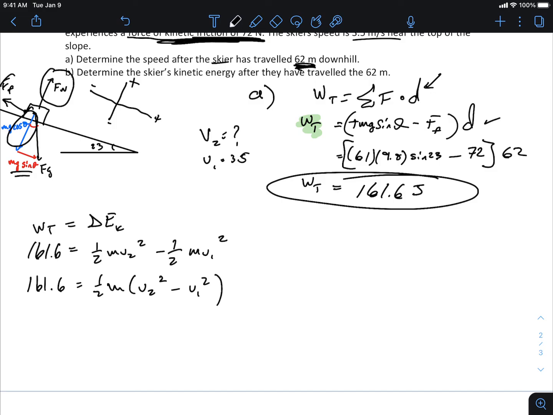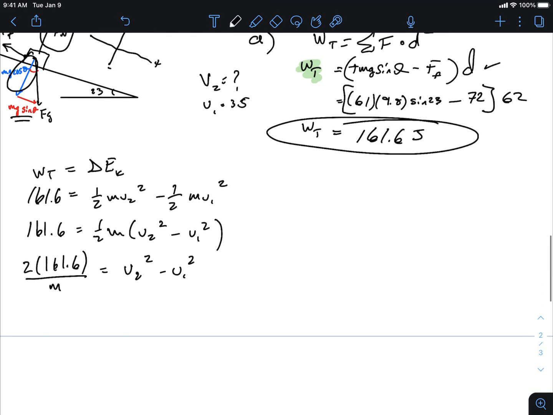Okay, and then I can multiply both sides by 2. So I'd get 2 times 161.6 divided by m. Whatever m is, doesn't matter. And I'm after what V2 is, so I'm going to move the V1 over. So I get 2 times 161.6 divided by the mass plus V1 squared has to equal V2 squared. And if I square something, I've got to square root both sides, right? And so V2 is going to be equal to all of that.